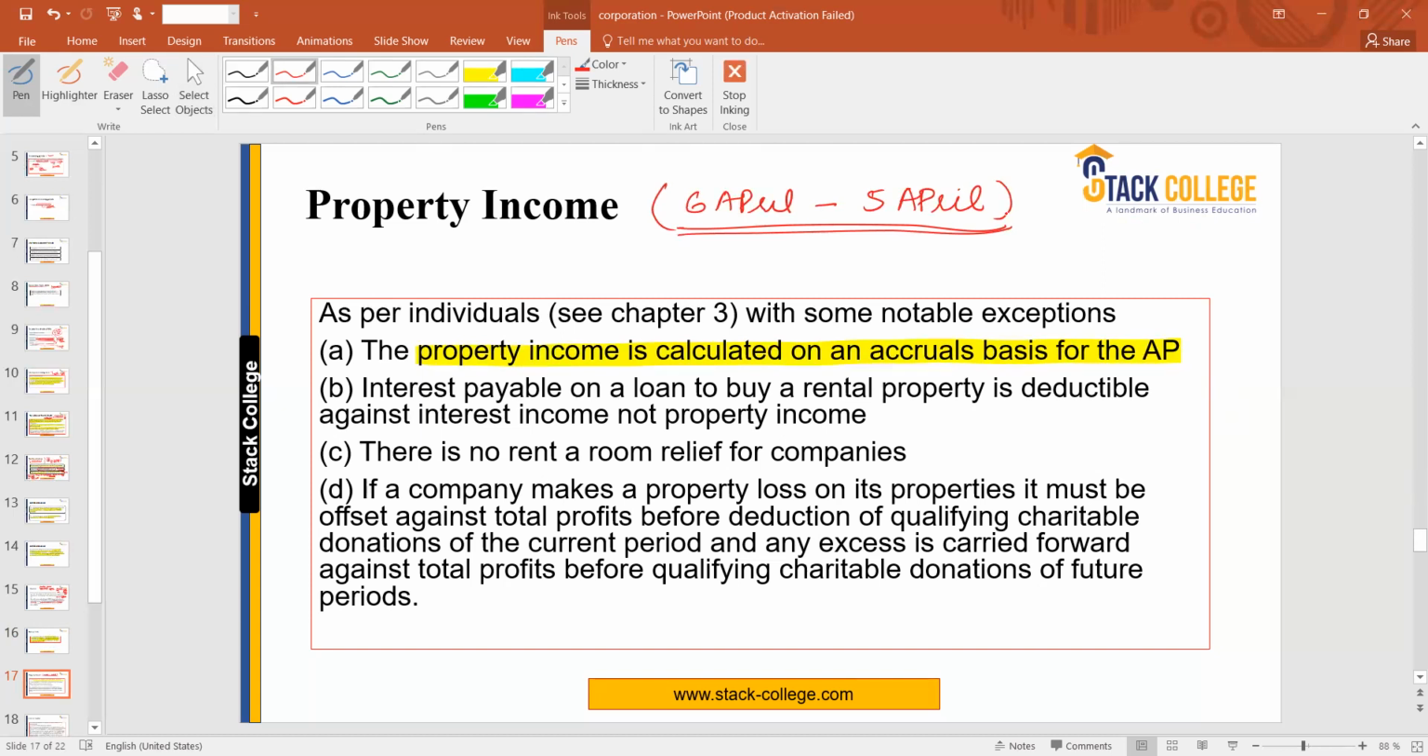Now, as far as the interest rule is concerned, it's quite different. If interest is payable on a loan to buy a rental property, it is deductible against interest income in the main pro forma, rather than being deducted from the property income. There is no rent a room relief for companies. If a company makes a property loss, it must be offset against total profit rather than the income from the same business, which was the rule in the case of the individual business.